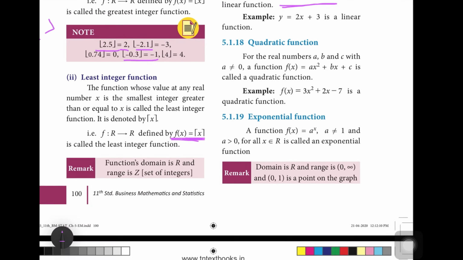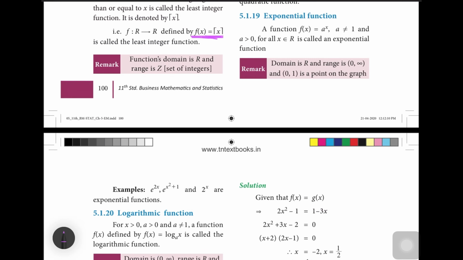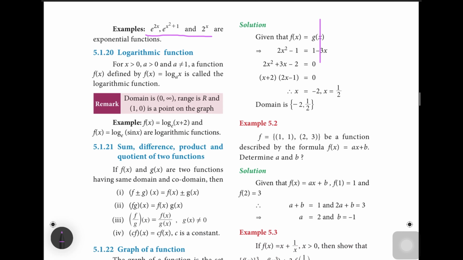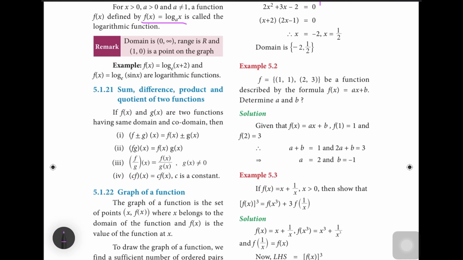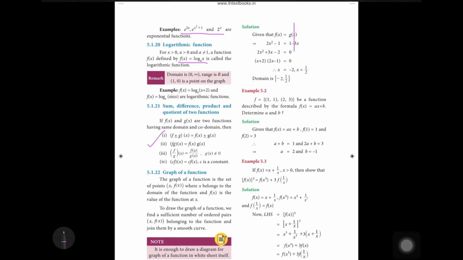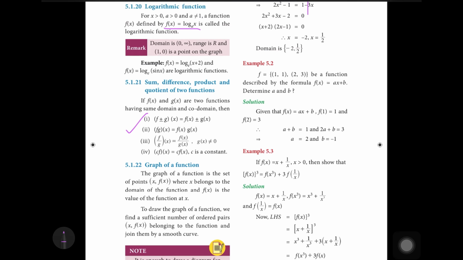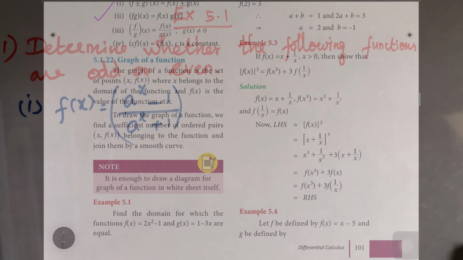Exponential function. What is an exponential function? The function of the form f of x is equal to a power x is called the exponential function. So, e power 2x, e power x square plus 1 and 2 power x are some examples of exponential function. Logarithmic function. So, f of x is equal to log x to the base a is called the logarithmic function. These are the properties, and we can graph the function. For any function, we can draw a graph also.